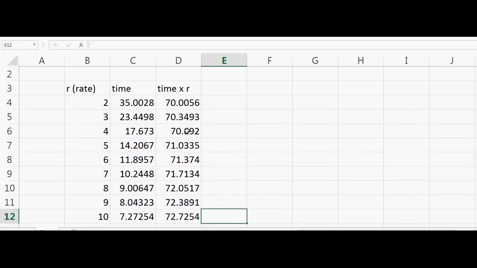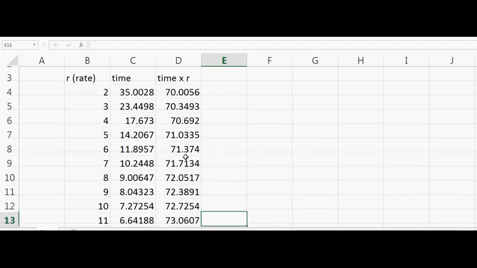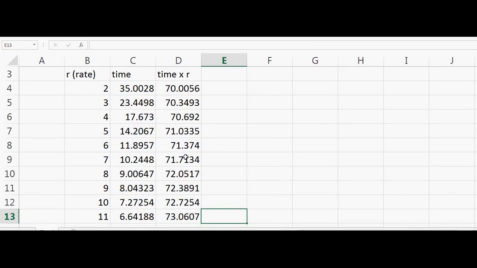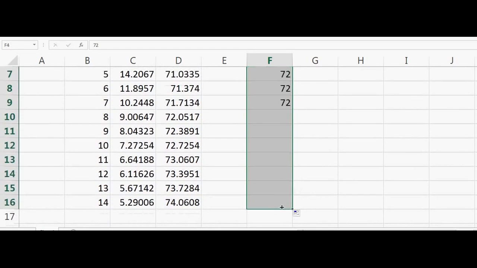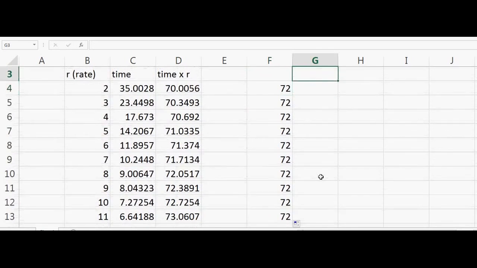So 70.3, 70.6, 71. So if we approximate the number to be 72, then all we need to do is, if I use our trick, then instead of using 70.005, I will always use 72. So I keep using 72 for all these rates, and then I'll calculate the time. Time will be equal to 72 divided by rate.